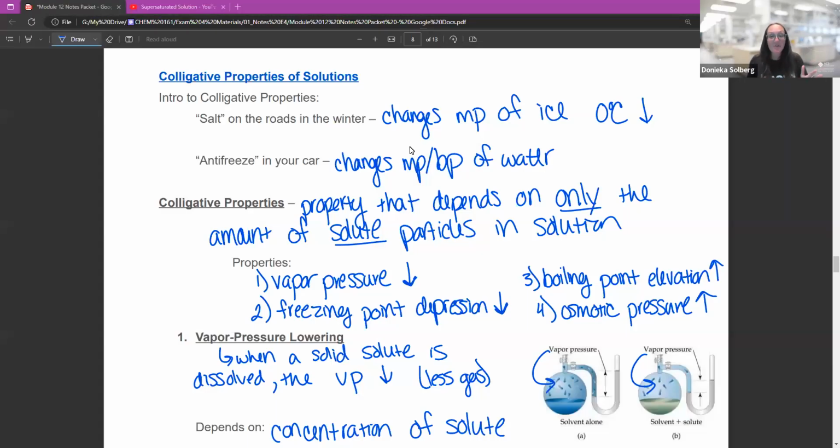Okay, so why did I have you figure out how to do all those calculations for different concentrations? Well, we are going to talk about what are called colligative properties, and these are actually really applicable to everyday life. Colligative properties are things that change based on the amount of solute you have dissolved, so your quantity of stuff dissolved. For example, salt on the roads in the winter changes the melting point of ice. It lowers it from 0 degrees Celsius.